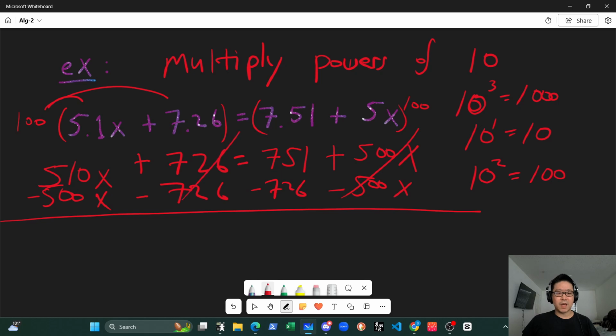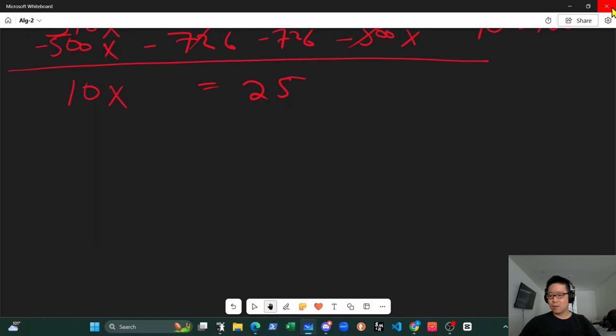Of course, those will cancel. 510x minus 500 is going to be 10x equals. Here we have 751 minus 726, which is 25. And now we're going to isolate x by multiplying by the reciprocal of 10, which is 1 over 10.